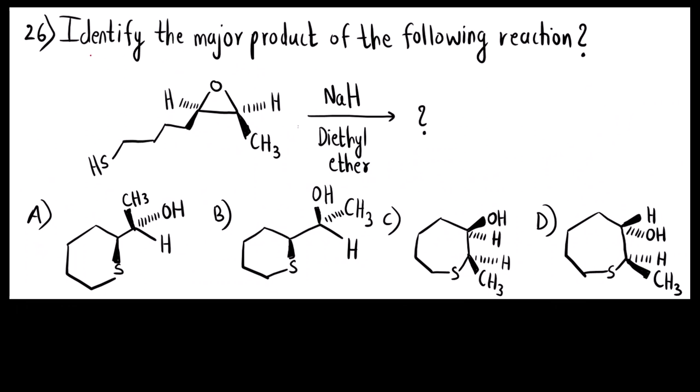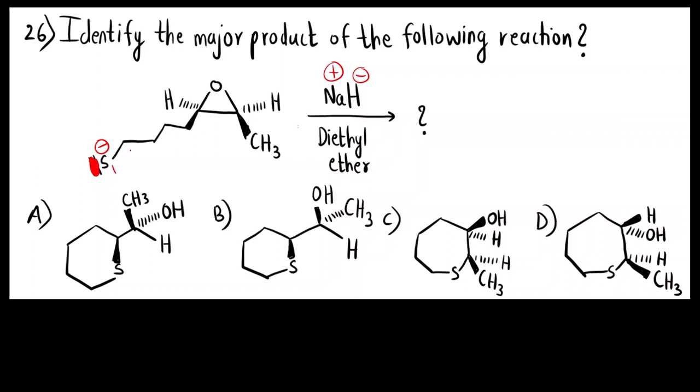Let us see next one. Identify the major product of the following reaction. Okay, so first step is, this is the base, Na plus and H minus. Base will abstract this proton. It will form S minus.